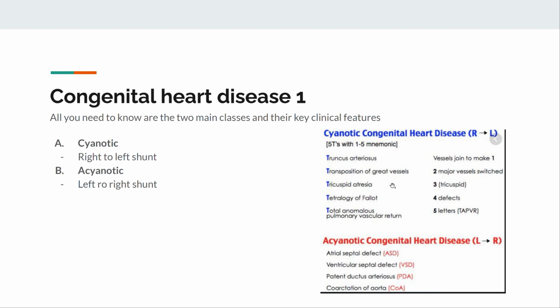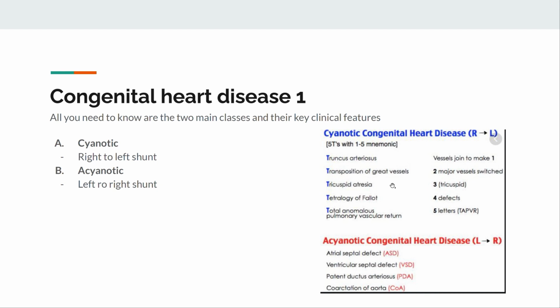So now we've talked about the normal. Let's talk about the abnormal, so congenital heart diseases. There are only two main classes that you need to know, and in fact, all of them can be classified into these two classes. So you have your cyanotic heart diseases, and these cause a right to left shunt, meaning that the blood is going from the right atrium to the left atrium, or the right ventricle to the left ventricle, indicating that it's bypassing the lungs entirely, meaning you're most likely going to get cyanosis, and that's why it is cyanotic.